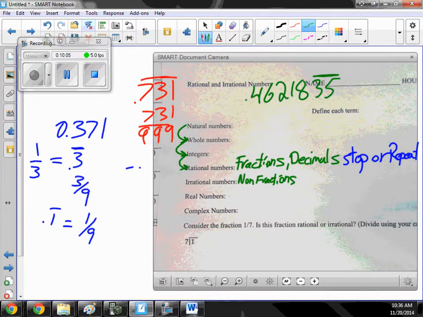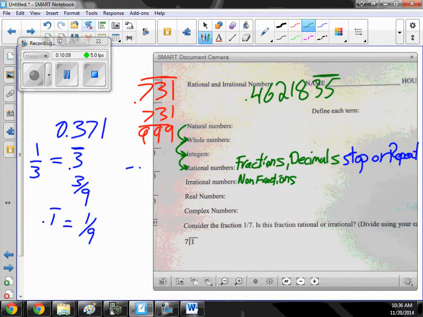Okay? So, when we talk about repeats, you can have one number repeat. You can have multiple numbers repeat. You can even have non-repeat and then end with a repeat. And in all cases, those numbers are rational and they can be written as fractions. Okay? So we move on to irrational, which we have as non-fractions.